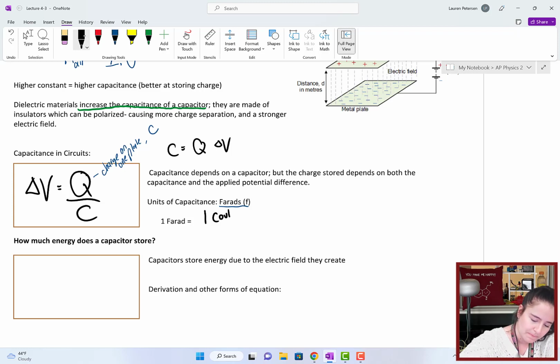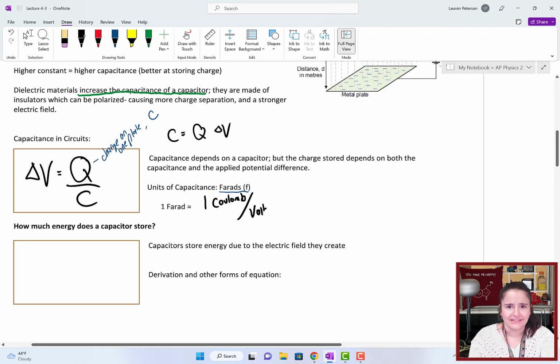And for capacitance, the unit is a farad, which is an F, where 1 farad means 1 coulomb per volt. So for 1 volt applied, you would store 1 coulomb of charge. And its symbol is a C for capacitance, and its unit is F, not C. C is the unit for charge, coulombs. Okay, remember that.